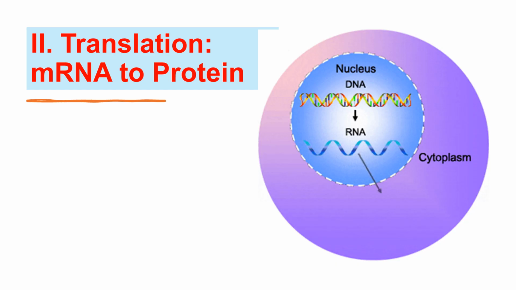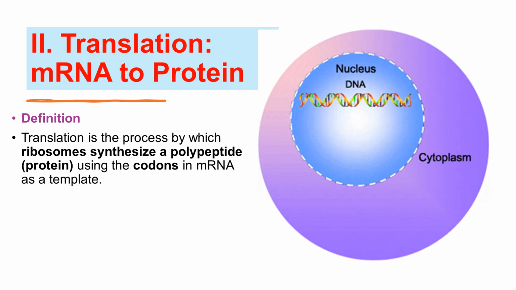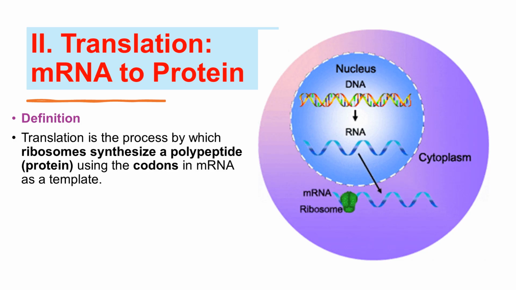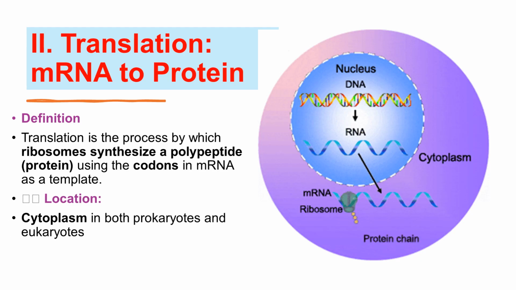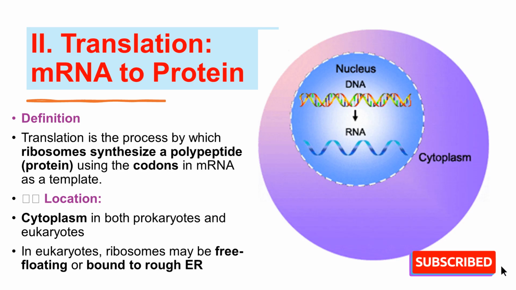2. Translation, mRNA to protein. Definition. Translation is the process by which ribosomes synthesize a polypeptide, a protein, using the codons in mRNA as a template. Location. Cytoplasm in both prokaryotes and eukaryotes. In eukaryotes, ribosomes may be free-floating or bound to rough ER. Steps of translation.